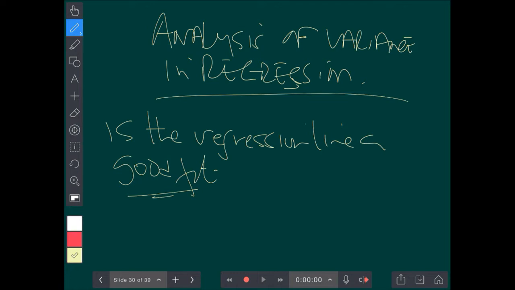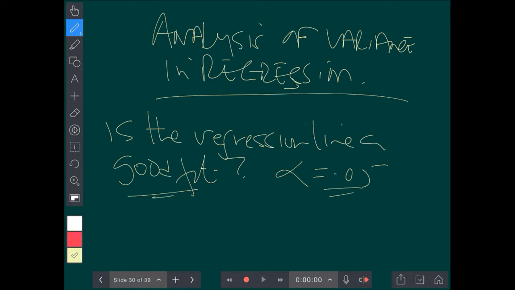And we could test that at alpha 0.05, right? So if the regression line is not a good fit, the p-value would not be significant, and you would have a very low coefficient of determination, a very low R value, which is the correlation coefficient. So we want to test that. The way we do it is by analyzing variation in regression.